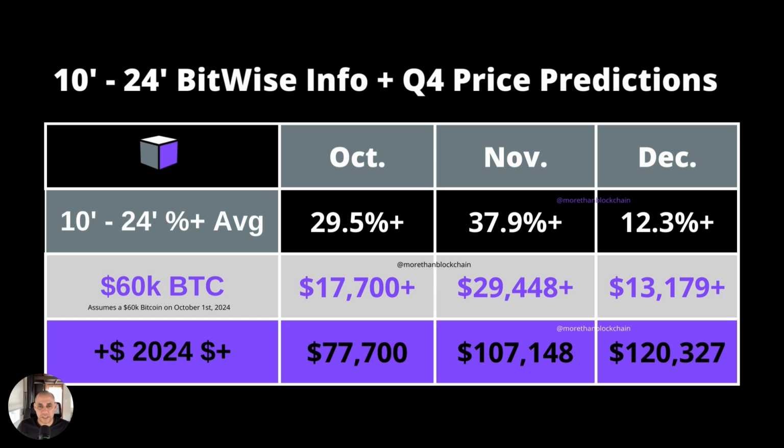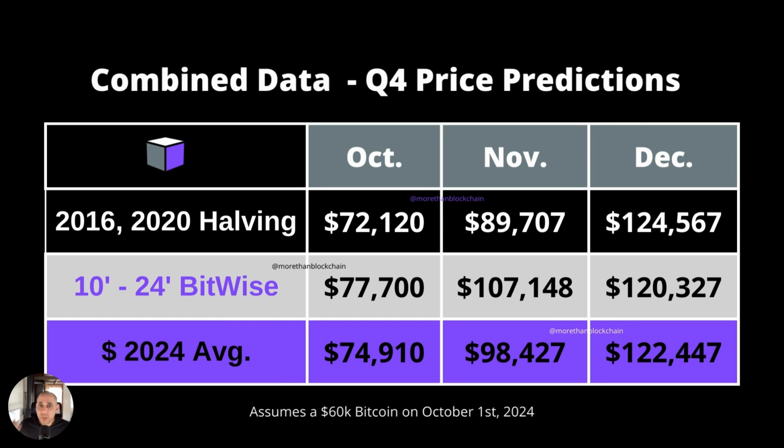Now, if you're thinking these sound similar, it's because they do. The 2010 to 2024 percent increase average for all the months of October, November, and December was quite similar to just the averages of 2016 and 2020 overall increases. And I put that together. So there we go, the 2016 and 2020 halving. This is what would be at the end per $60,000 Bitcoin, taking into account those average increases.